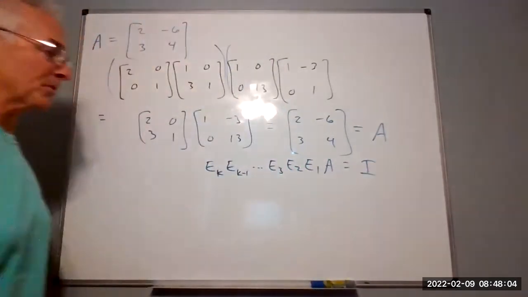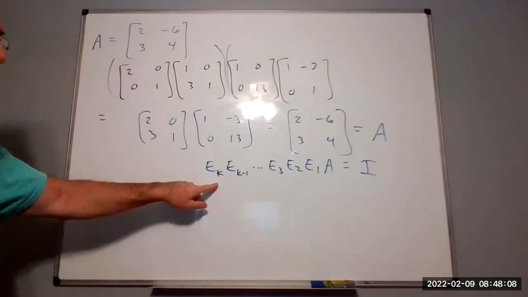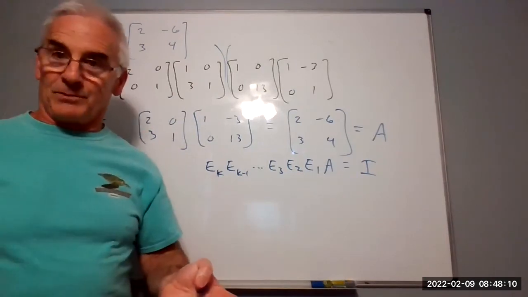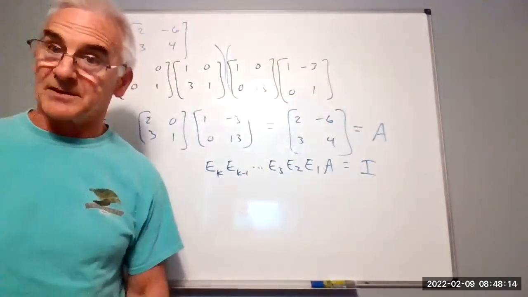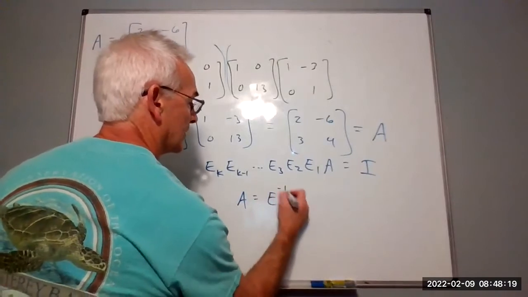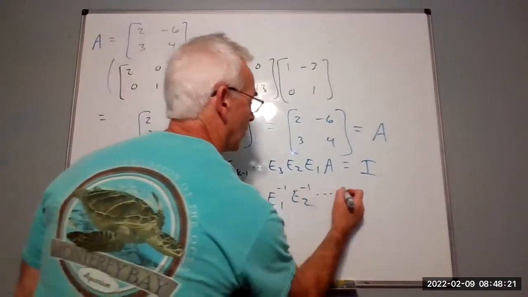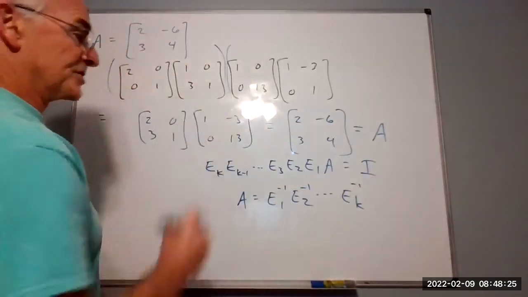This is kind of how we started the problem. Let's assume it takes K of these. Let's assume that's a large number. If A is invertible, then it is row equivalent to the identity. So we're going to do row operations till we get to the identity. Then in this case, A must equal E1 inverse, E2 inverse, all the way to EK inverse. Okay, that's what we just did.